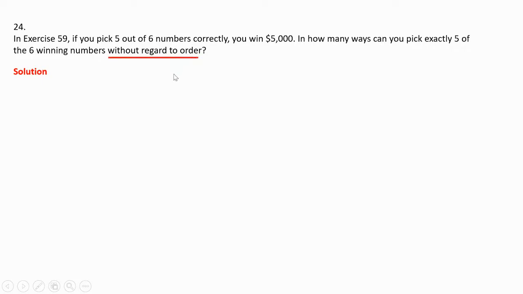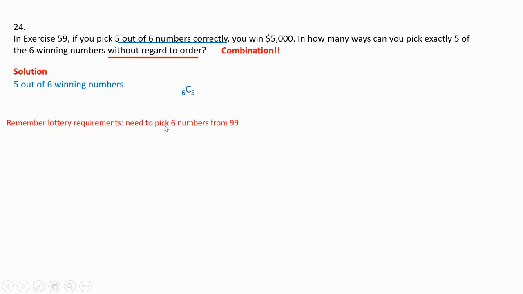So the solution, guys, is going to be combination. Right, so we want to use 5 out of 6. So it's going to be 6 combination 5. But remember, guys, I believe in exercise 59, we had to use 99 numbers, and we had to pick 6. So then it's going to be 93 combination 1, because these must equal to 6 and these must equal to 99. These are the numbers we picked, and this is the total numbers that you choose from.